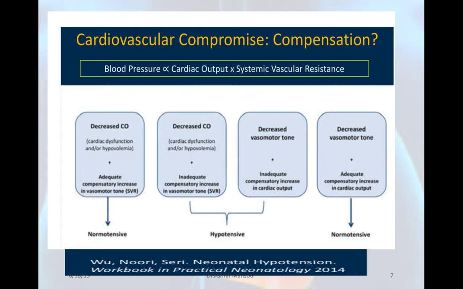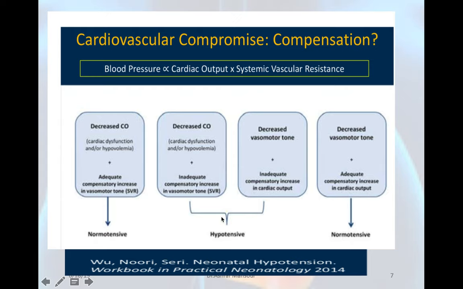And we have to know that the cardiovascular compensation which occurs can maintain normal blood pressure. Still there is cardiovascular compromise, but the blood pressure may be normal. So the baby may be normotensive when he has decreased cardiac output, because he has adequate compensatory increase in the systemic vascular resistance. The same if we have decreased vasomotor tone, but still there is compensatory increase in the cardiac output by the function of the myocardium and the diastolic filling. So the baby will maintain normotension, because the blood pressure is related to the cardiac output and the systemic vascular resistance, as you see here.